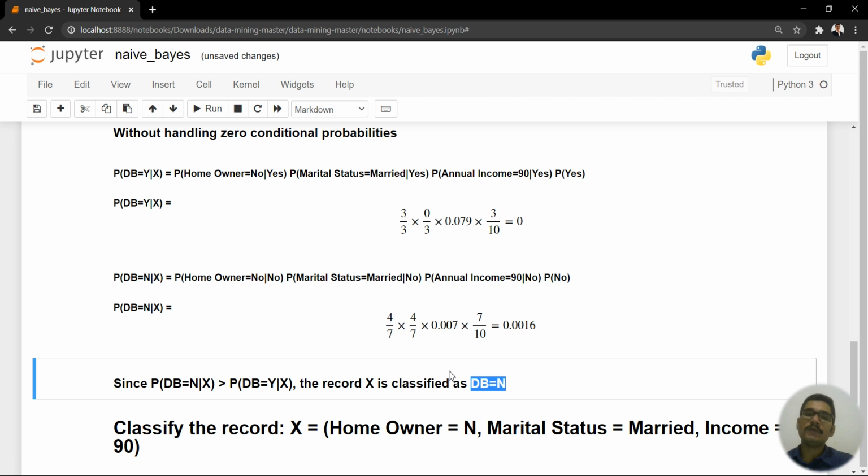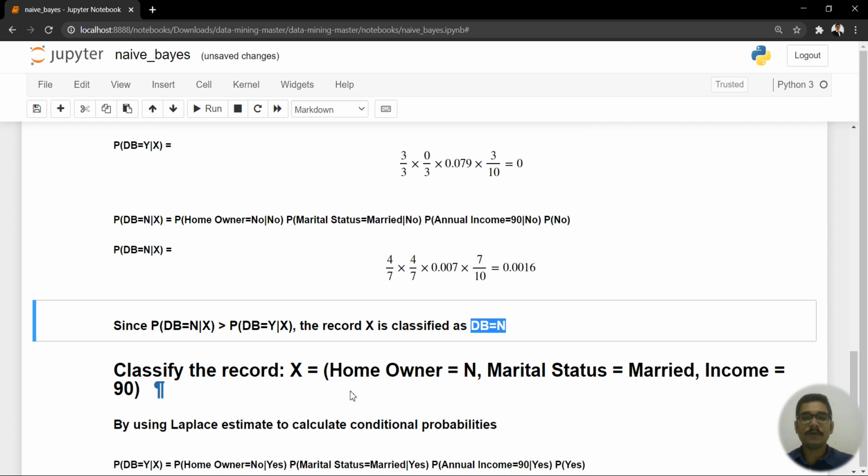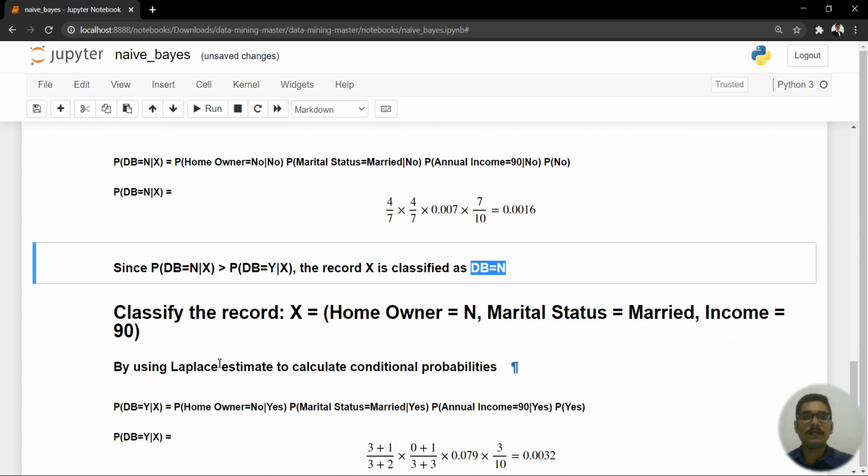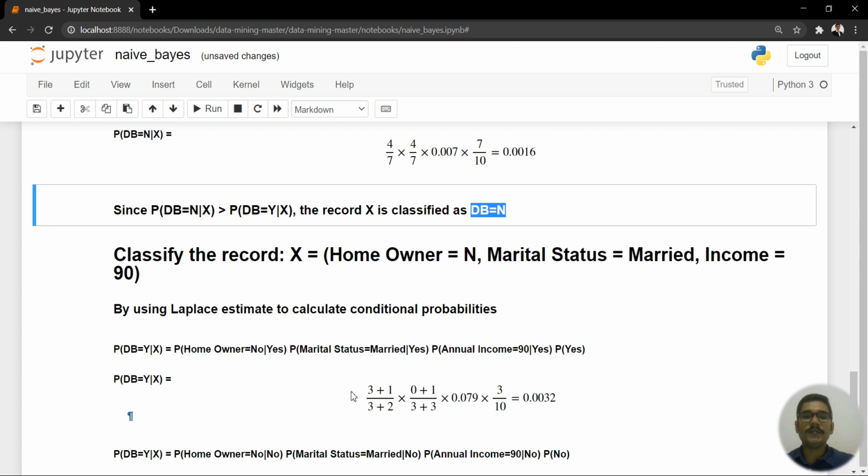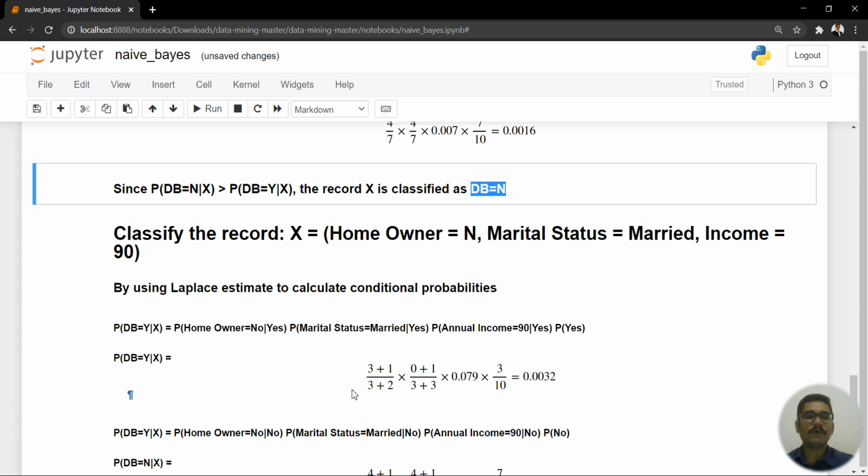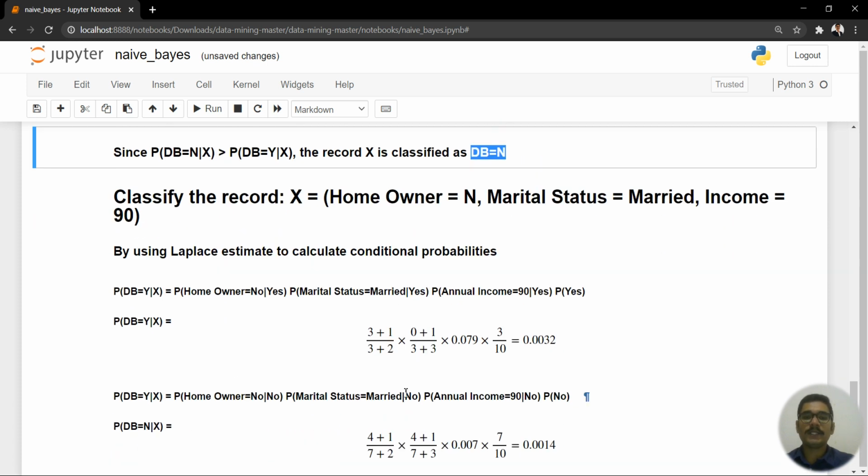Now we handle the zero conditional probabilities by using the Laplace transform. The same record is classified using the Laplace estimate, so you do the smoothing. The basic formula is you add 1 and divide by the number of unique values of that particular attribute. When you apply the Laplace estimate, you do it for both classes, whether it's yes or no, irrespective of that, and then you do the classification. So this is how it is done, and this formula remains the same.